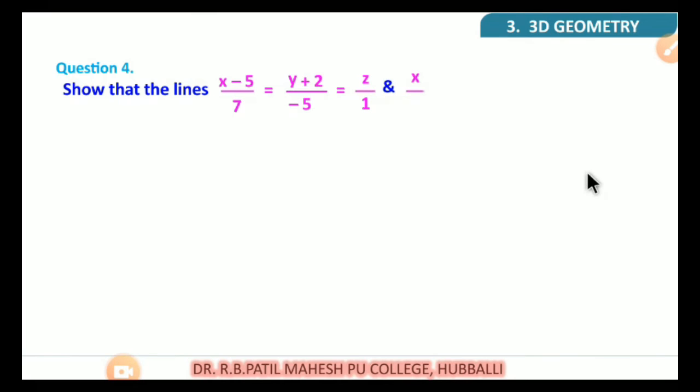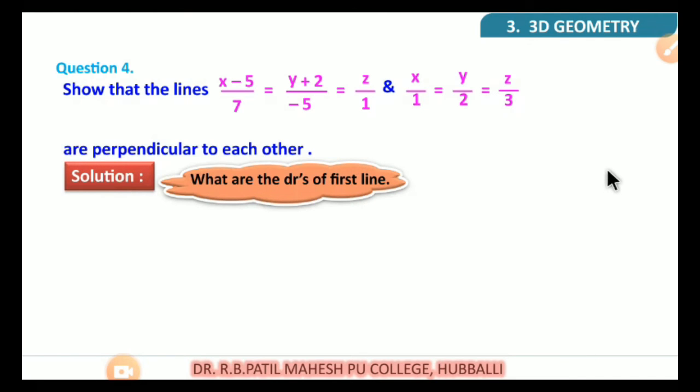Now we go for the next example. Show that the lines x minus 5 by 7 is equal to y plus 2 divided by minus 5 is equal to z by 1, and x by 1 is equal to y by 2 is equal to z by 3 are perpendicular to each other.